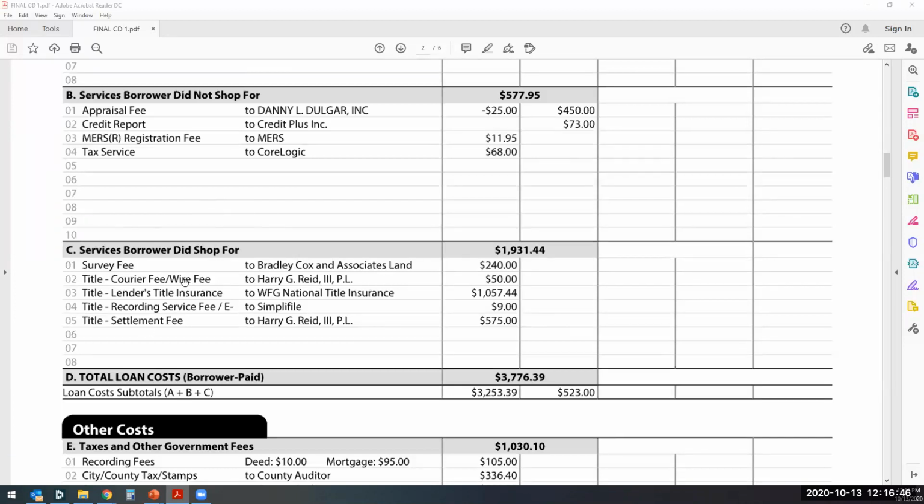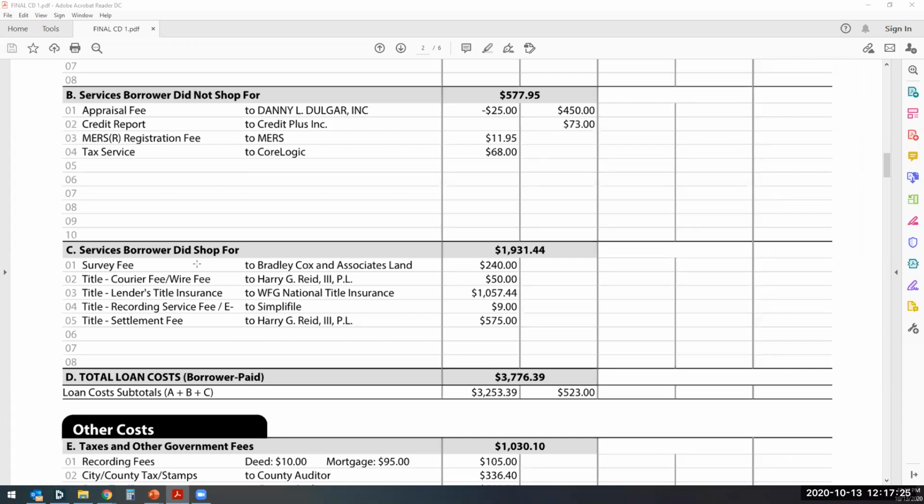Okay, so the survey, most of the times the title company is the one that orders the survey, right? But keep in mind, if your client has a survey or the seller has a survey that they are willing to give to your buyer, they don't have to do a survey, and that fee can be like $0. Or your borrower can, if they know somebody or have worked with a surveyor before, actually buy the survey themselves. They don't have to go through the title company.